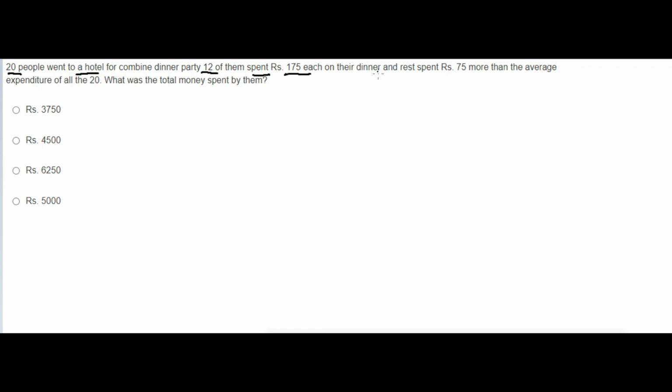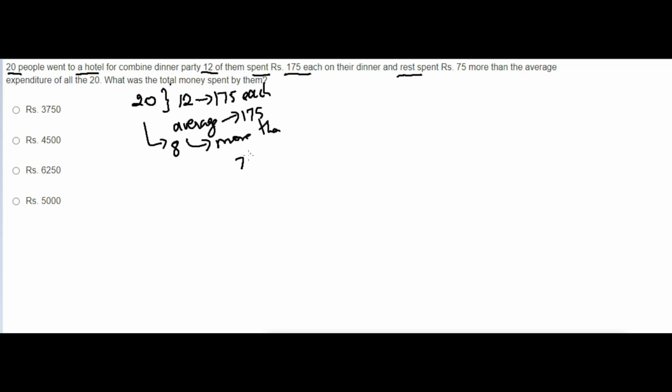Is it right? Then the rest means what? Out of 20, 12 members have taken 175 each. That means the average of 12 members is 175. So the remaining 8 spent more than 75 of the average. Of the average means what? The average of 12 members is 175. Is it right? Okay, now listen to me.